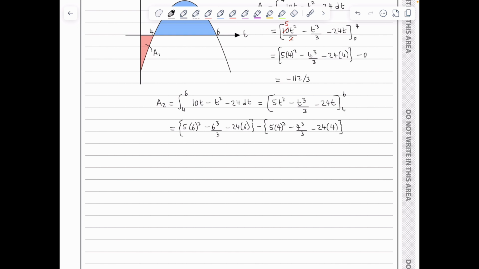Now we plug this on the calculator, we get an answer of 4 over 3, and I can proceed in finding the total distance traveled in these first 6 seconds, which is going to be given by the 112 over 3 plus the 4 over 3, which is equal to 116 over 3 meters.